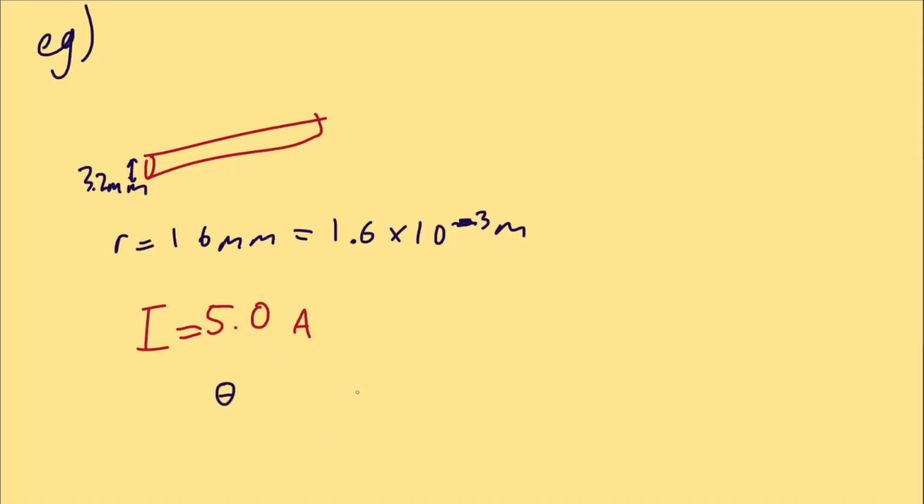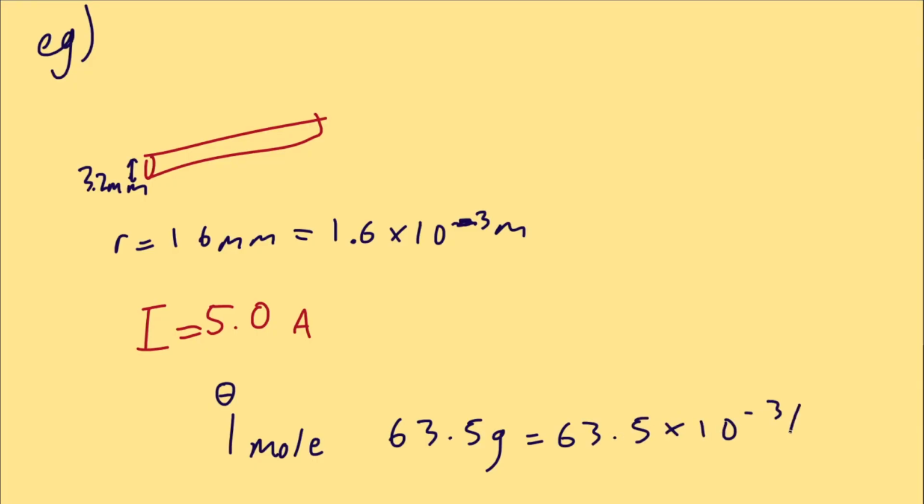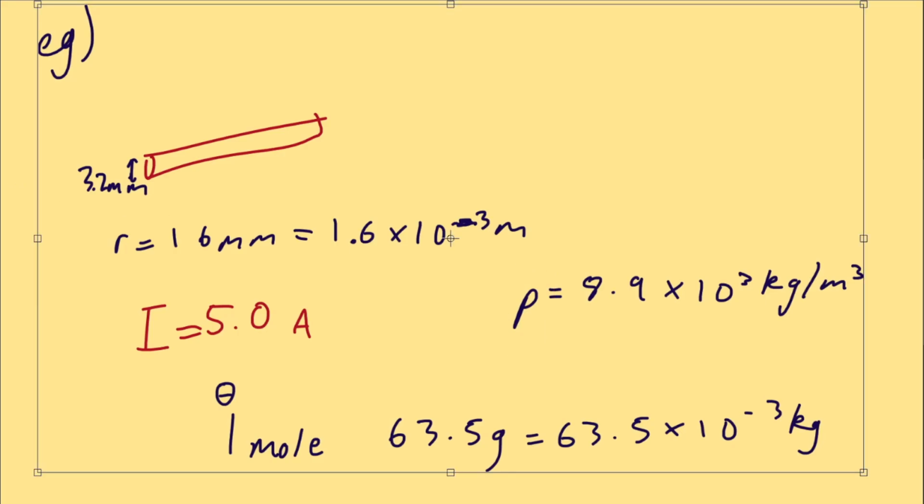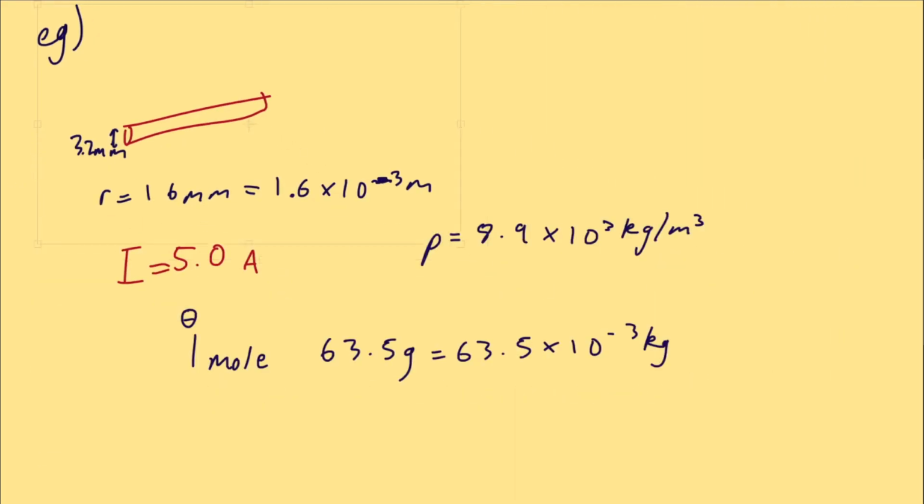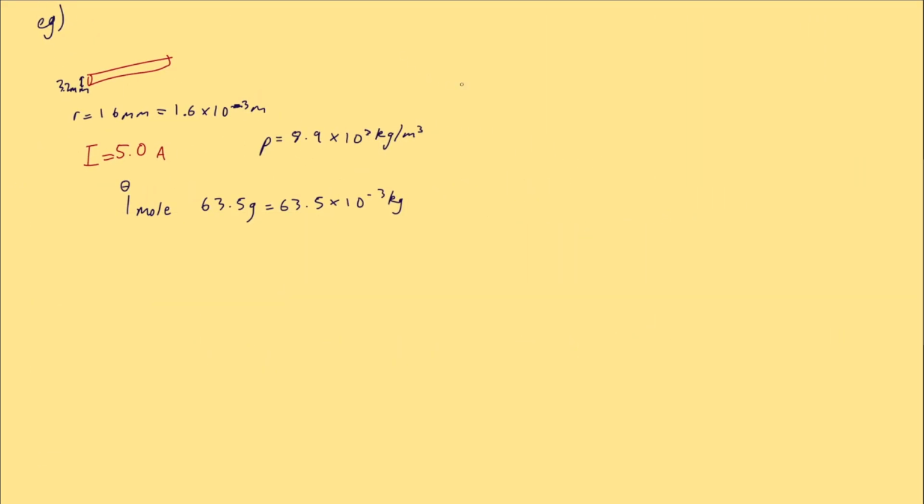The mass of 1 mole of copper, if you remember moles from thermodynamics, copper's molar mass is 63.5 grams, or in kilograms, 63.5 times 10 to the power of negative 3. The density is 8.9 times 10 to the power of 3 kilograms per meter cubed, if you remember density from fluids. There's a lot of concepts coming in here, but we're finding the drift velocity. So getting the cheat sheet in the description is going to help you a lot because we're going to be using 3 formulas and they're all on there.